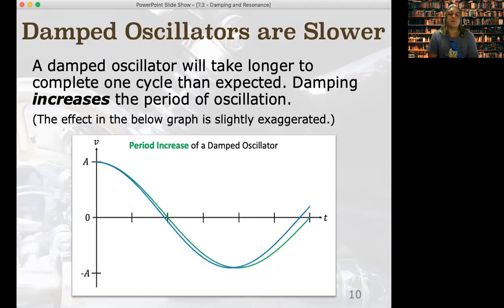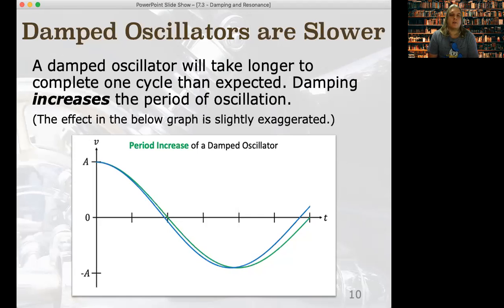And obviously it also doesn't go quite as far as it did when it was undamped, because it's now got a lower amplitude for a damped oscillator. So this graph is slightly exaggerated, but it shows you the point.